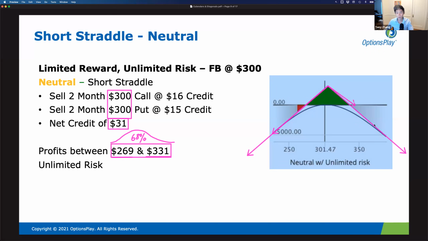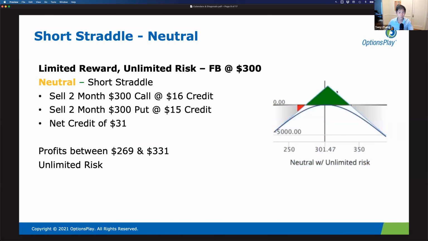And a lot of investors will say, who wants to take on unlimited risk? But you really have to consider how far the stock needs to go before you take on, let's say, $31 in losses. So your profit target here, your max profit, is $31. But how far does the stock need to move in order for you to lose $31? The answer is roughly $362.